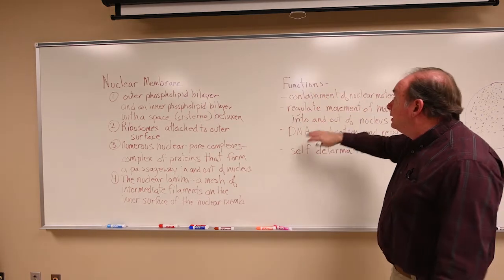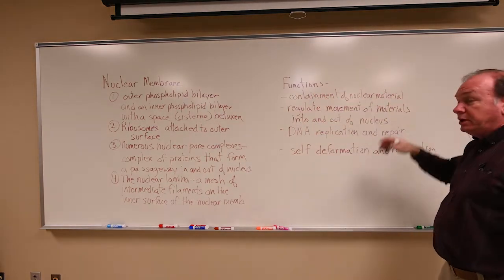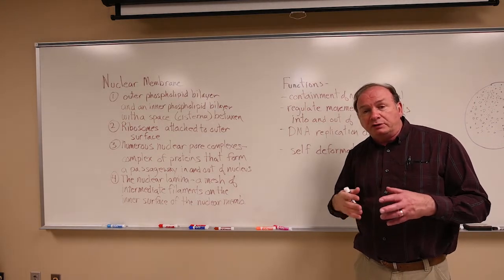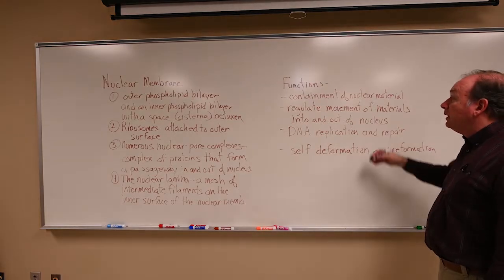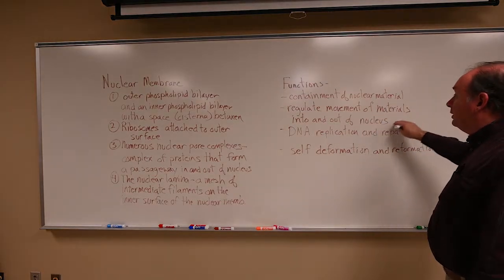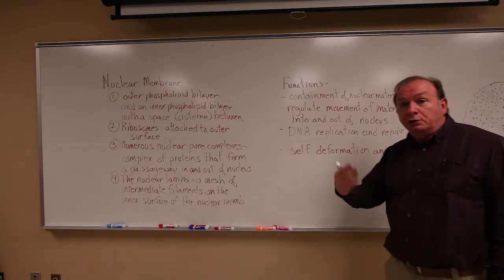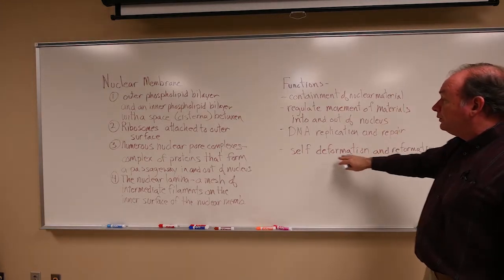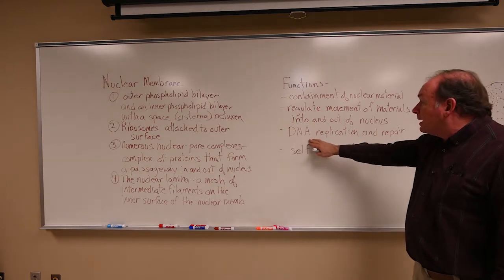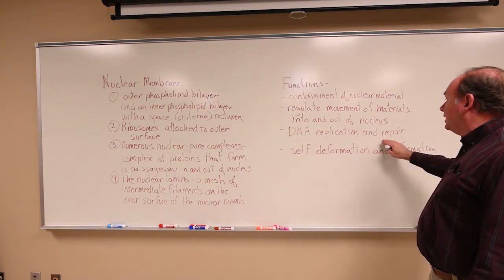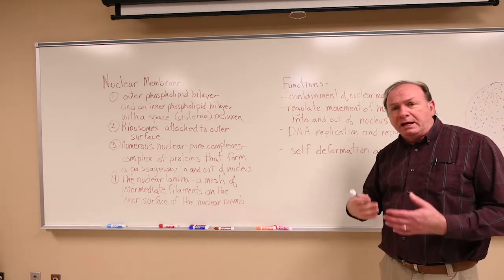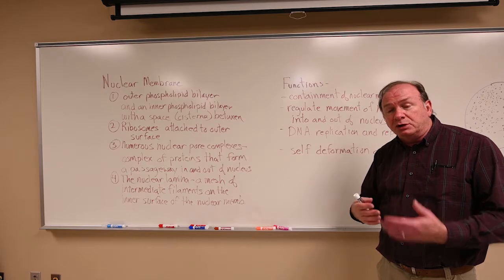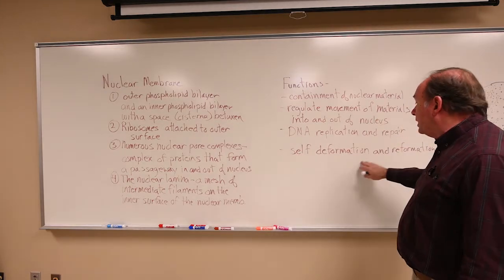Functions now, what it does. Containment of the nuclear material. It keeps all the chromatin material together and all the different functioning parts for the nucleus in one place. It regulates movement of materials into and out of the nucleus through those nuclear pore complexes. So we have control of the nuclear contents. There's some function in DNA replication and repair associated with the nuclear lamina, those intermediate filaments, and probably some other proteins on the inside of the nuclear membrane.